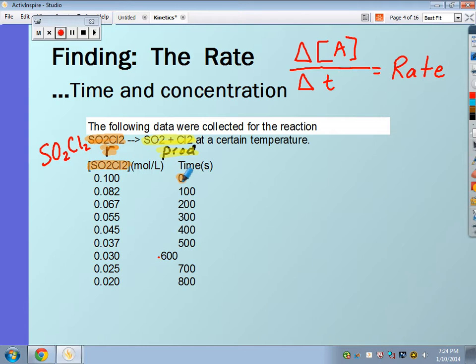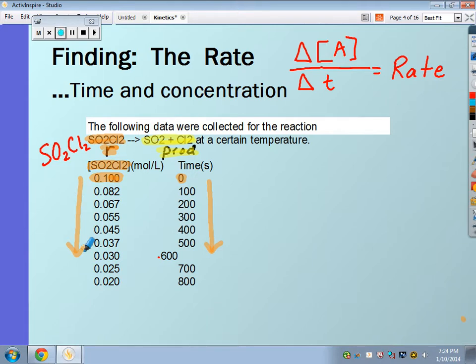And so if you look, this is what's happening. At time 0, we have 0.100 molarity. That many moles per liter. It's a concentration. And as time ticks away, our experiment occurs, less and less SO2Cl2 is present. You can see that because as time goes along, the concentration is decreasing. Makes sense, doesn't it? Because a reaction occurs and the reactants go down because they're producing more products.